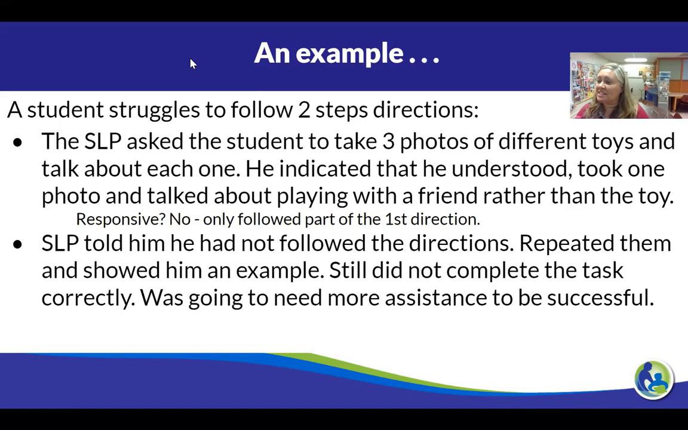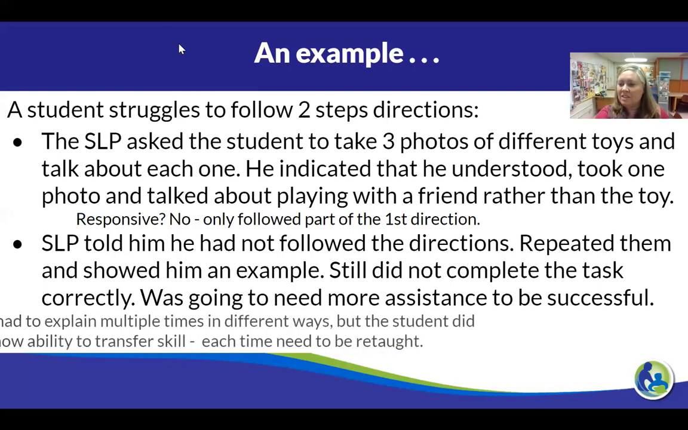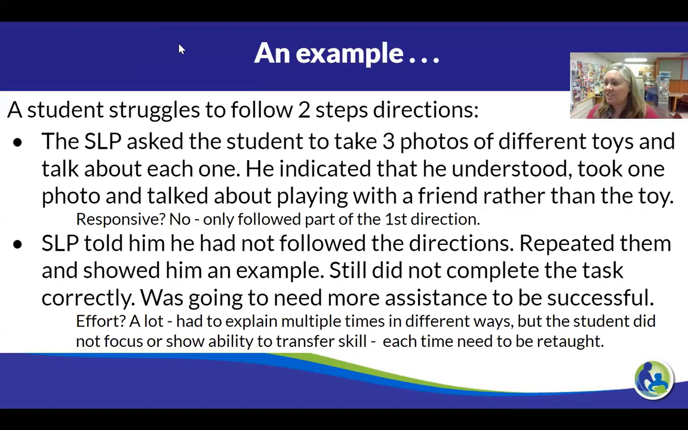I did consider what different types of skills he might need. Did he need to see a model from a peer? Did he need repetition? He still didn't perform the task. So I could see, this is my second time giving him the same request, and he's going to need more assistance to be successful. So I had to put a lot of effort into that. And that's part of his modifiability. I'm not getting him to change easily.